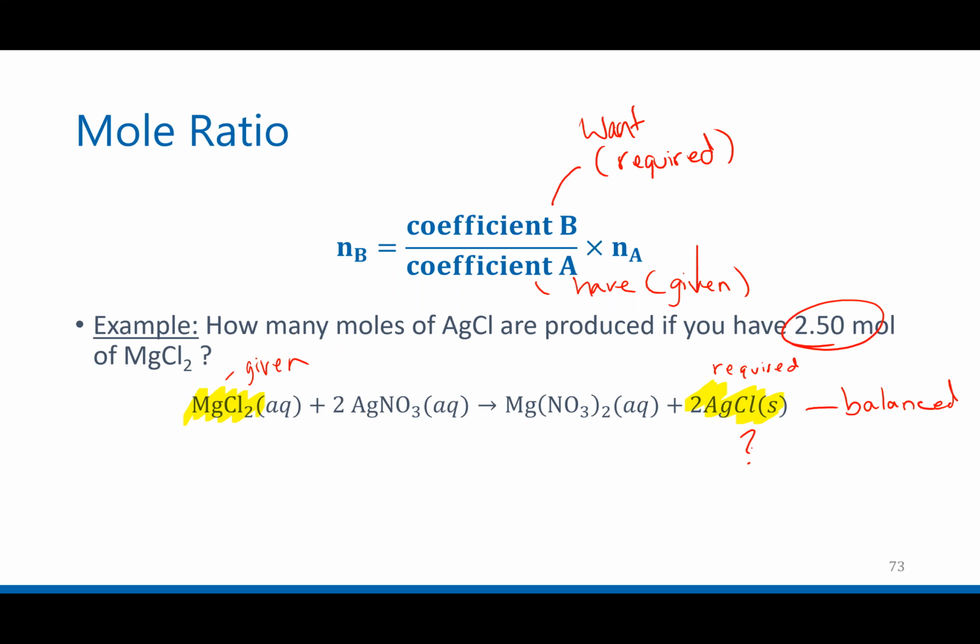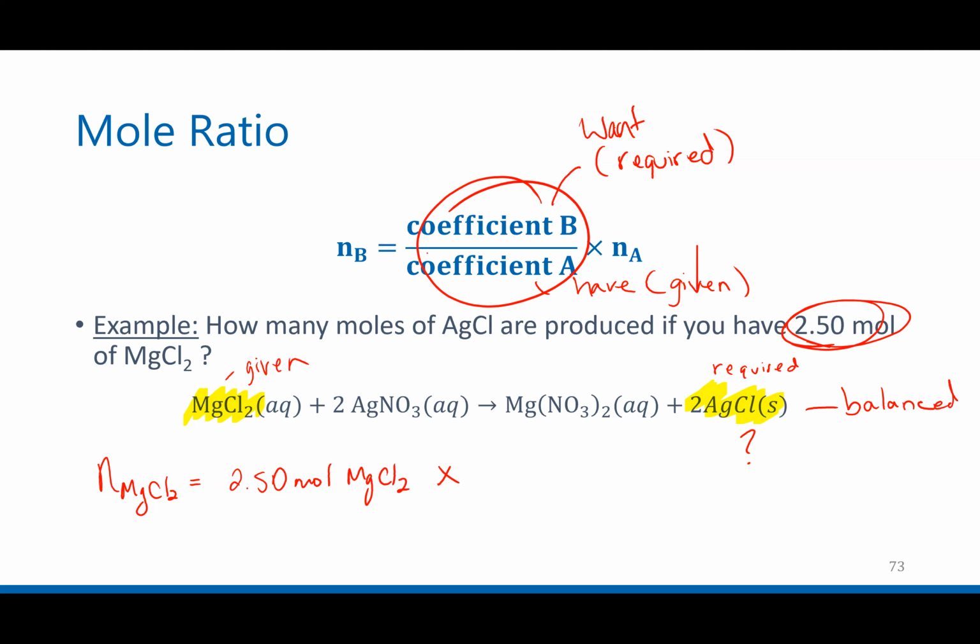Okay, this is pretty easy. So what I do, I'm trying to find my moles of MgCl2. So I'm going to take the number I'm given, 2.50 moles of MgCl2, and I'm going to multiply it by my mole ratio.